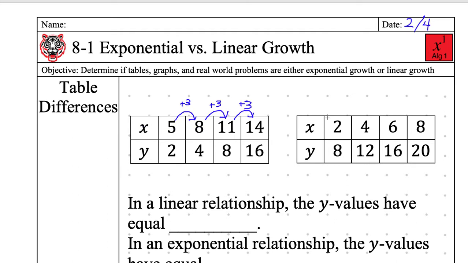Same thing for the x's on the next table. I'm going up by 2, so plus 2. I'm going up by 2, plus 2. I'm going up by 2, so plus 2. And then once you figure out, hey, I'm going up by a constant amount, go ahead and ignore the x's. We really only want to pay attention to the y values.